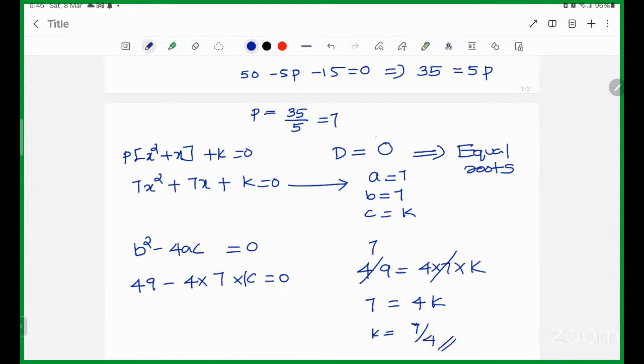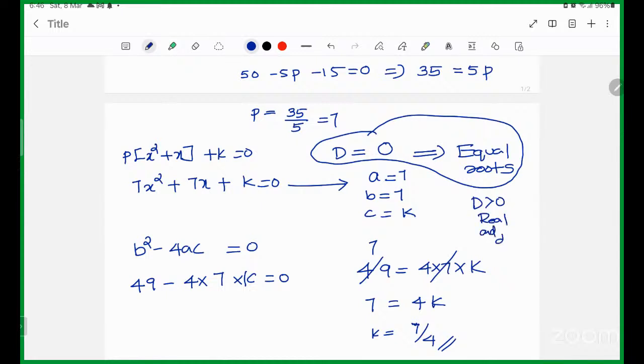So discriminant equal to 0 is the condition for equal roots. Discriminant greater than 0 is the condition for real and distinct roots.